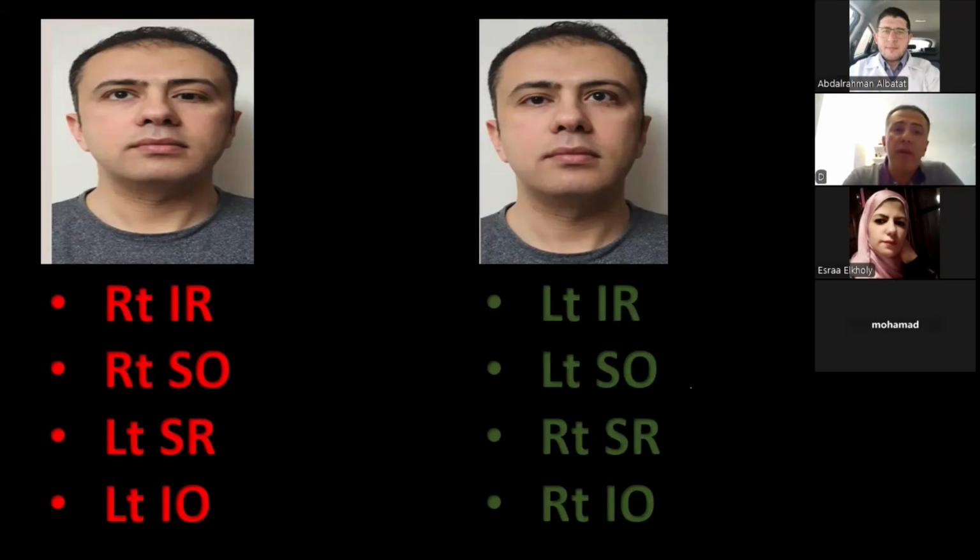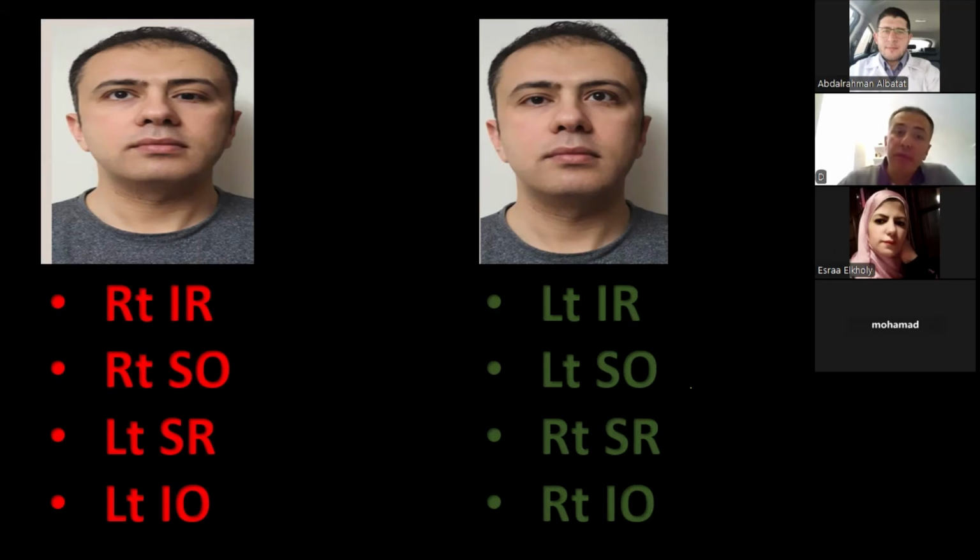If you have a higher right eye, right over left, you have one of four options. Either one of the depressors of the right eye is affected, which is the right inferior rectus or right superior oblique, or one of the elevators of the left side is affected, which is the left superior rectus or left inferior oblique. Again, if you have a higher left eye, what is the problem? The problem may be in the depressors of the left eye or the elevators of the right eye.